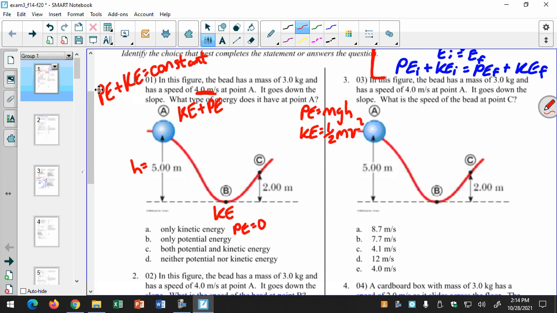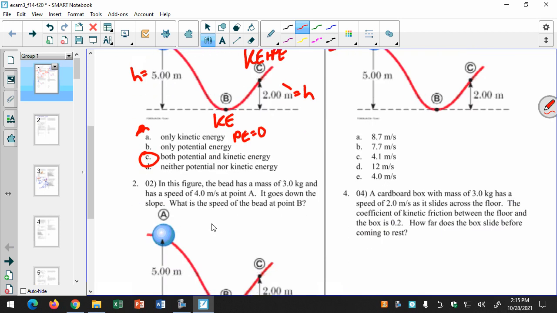And what about at point C? What do I have? Potential, kinetic, or both? I have both. The reason I have both is that H is equal to 2, and then, you don't know this necessarily, but you probably do know it, that the velocity there is also non-zero. So it has kinetic and potential. So the answer for this is what type of energy does it have at point A? Both potential and kinetic, because it has a height and it has a velocity or a speed.